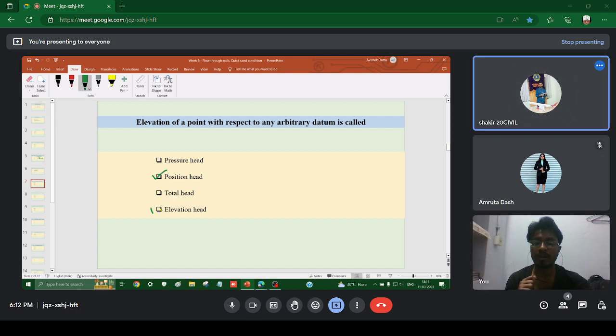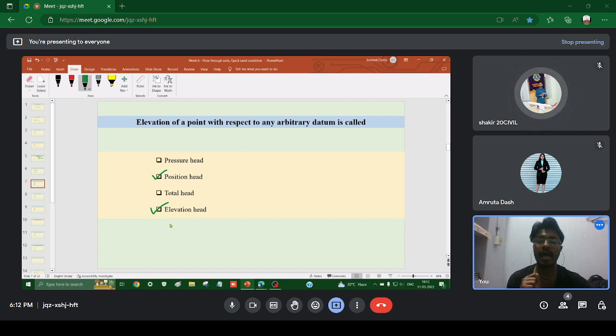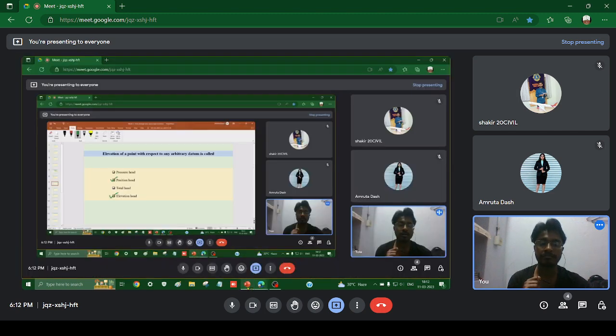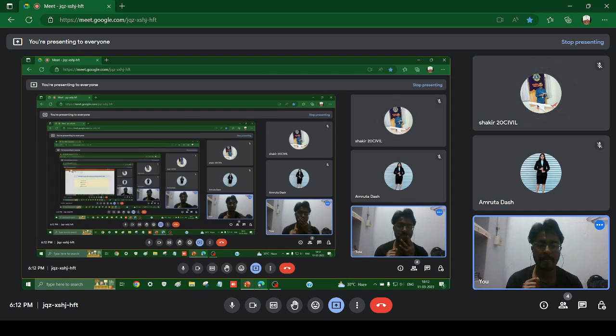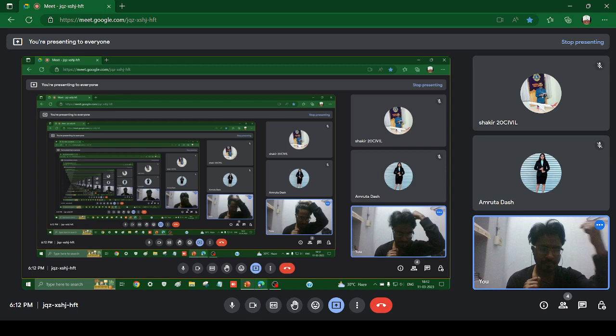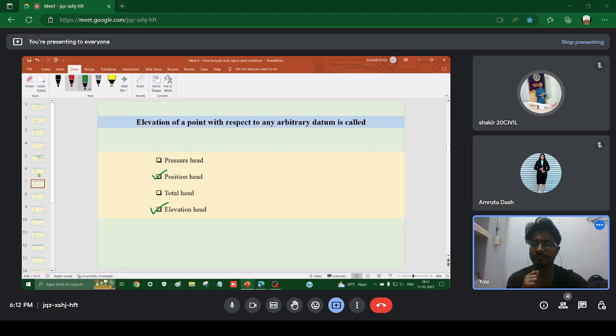Okay, with respect to any datum, the elevation of water can be represented in terms of energy as elevation head, and the same thing is also called position head. So position head or elevation head or datum head plus pressure head plus velocity head gives us the total head, isn't it, Shakir? Is it clear? Is it clear, Shakir, Amrita? I go to the next question then.